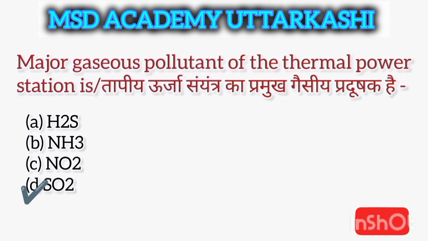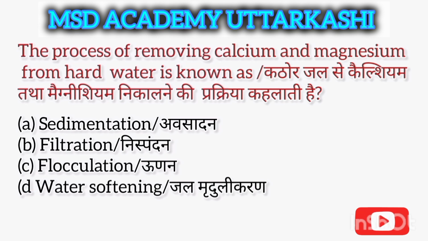Next question. The process of removing calcium and magnesium from hard water is known as option A sedimentation, option B filtration, option C flocculation, option D water softening. So the correct answer is option D water softening.